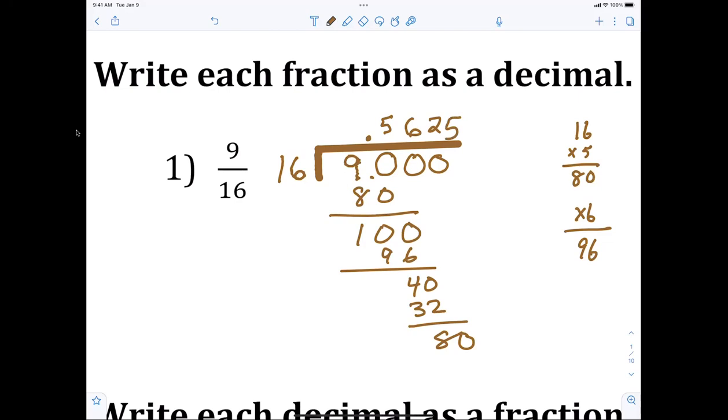Does that make sense? 5 times 16 is 80. Now we're at 0, so we're finished. Come on, that wasn't too bad. Right? Anybody having trouble with their division? Need me to repeat something?